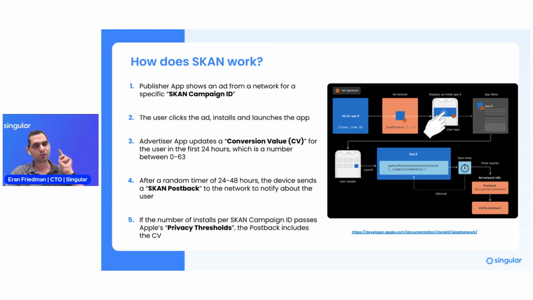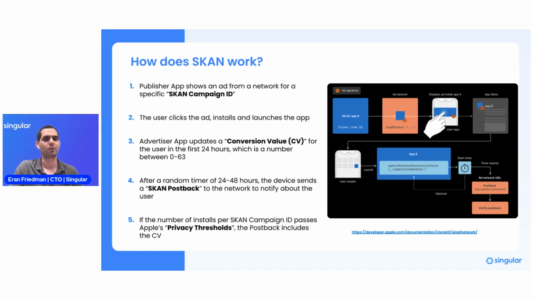Then once the user clicks the ad and redirects, gets to the App Store, then downloads the app and launches it, then you have the opportunity as an advertiser to update what's called a conversion value. It's basically a number between 0 and 63 that signifies what's the value of the user. The challenge is, beyond just deciding what this number is about, you have to do it in the first 24 hours after the install, which is one of the biggest challenges in SKAdNetwork today.